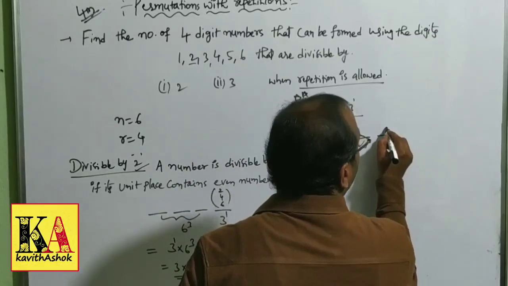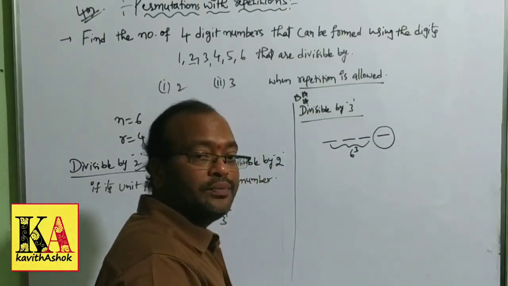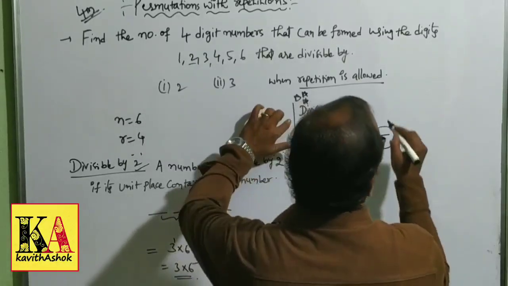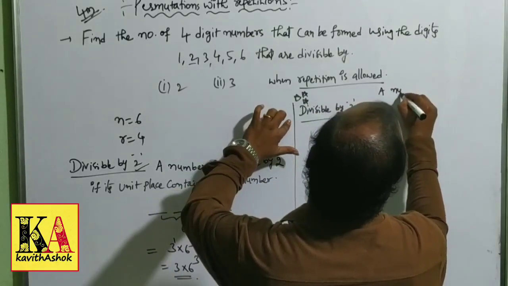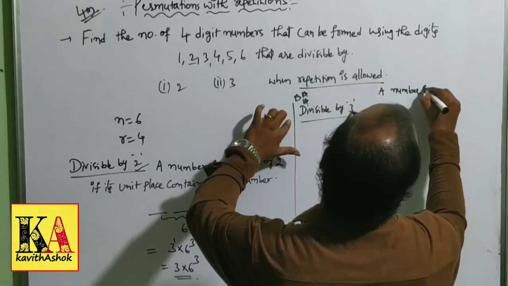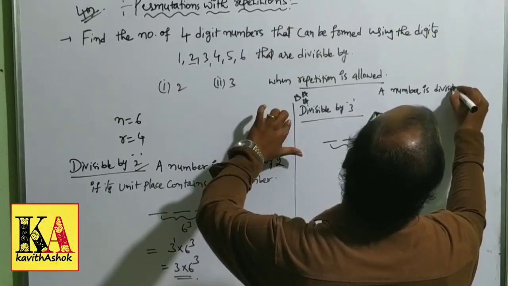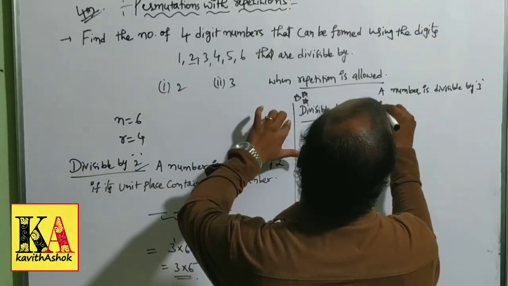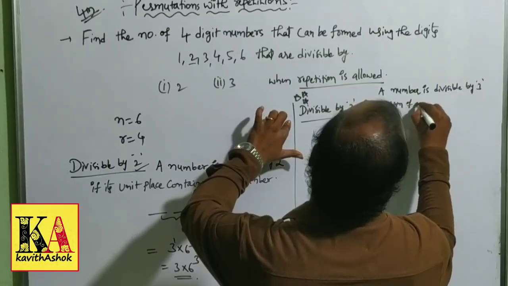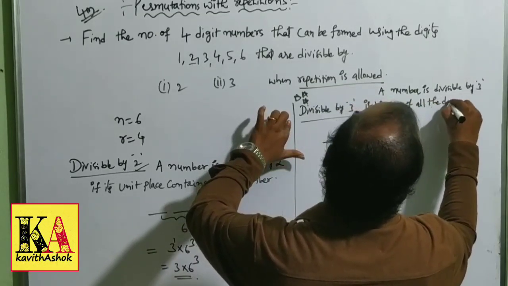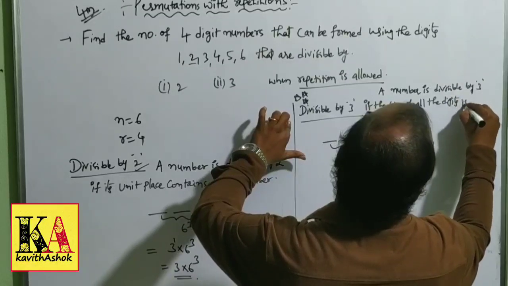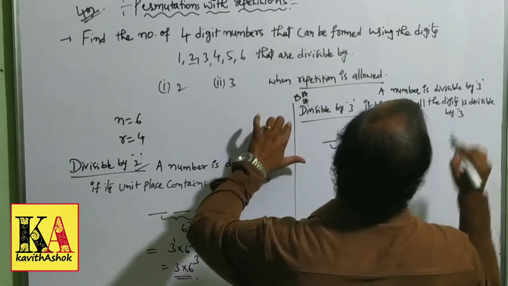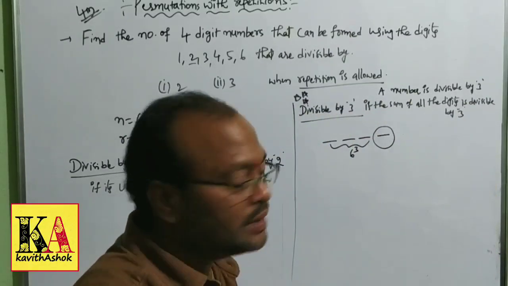To fill up the last place, we have one property. What is it? A number is divisible by 3 if the sum of all the digits is divisible by 3. The sum of all the digits is divisible by 3.